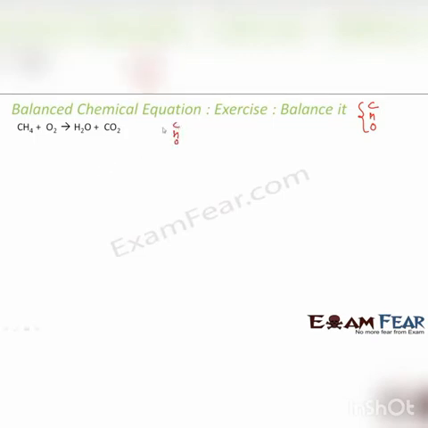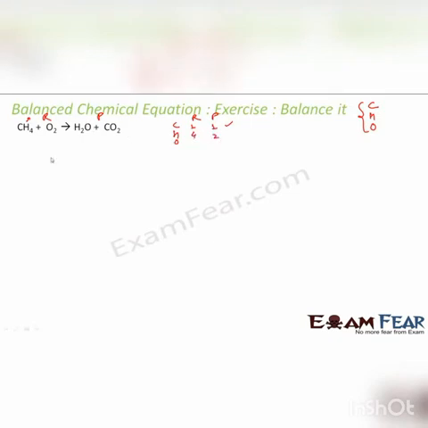So CHO I have to check. This is my reactant side, this is my product side. On the reactant side I have one carbon and on the product side I have one carbon. Carbon is balanced. Next, check hydrogen. There are 4 hydrogens here.